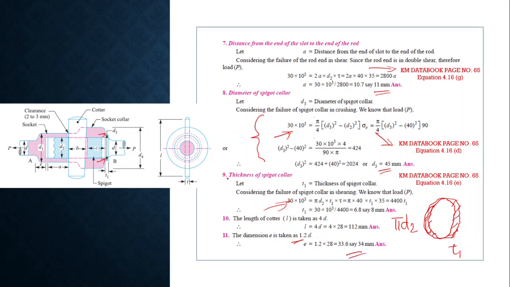That's all about this particular question. In the previous presentations, we have already discussed all the theory parts. By using the theory parts, we can understand, or we can easily calculate all these values and design a socket and spigot quarter joint.